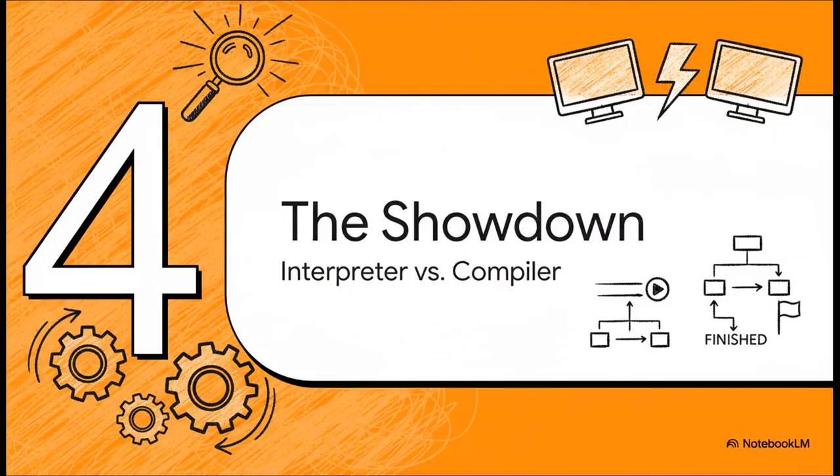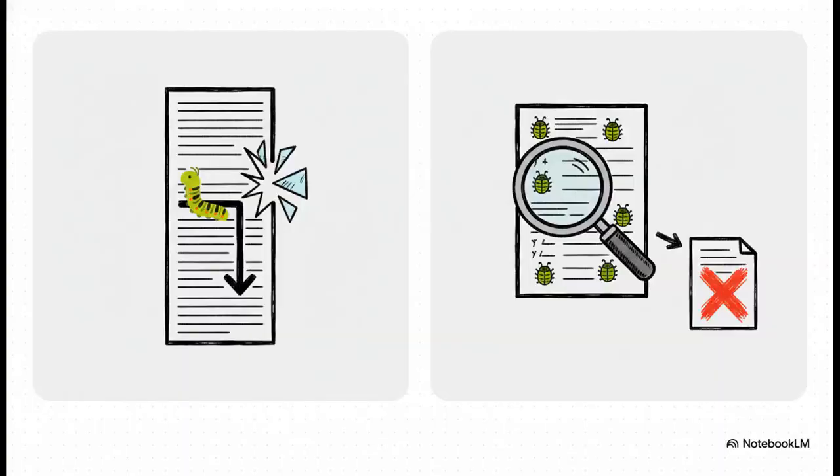Okay, so we've met both of our translators. Now let's put them in the ring, side by side, and really dig into the key differences and trade-offs. First up, how do they handle errors? An interpreter is kind of chill about it. It just starts running your code, and it'll keep going until, bam, it hits a bug, and then it crashes.